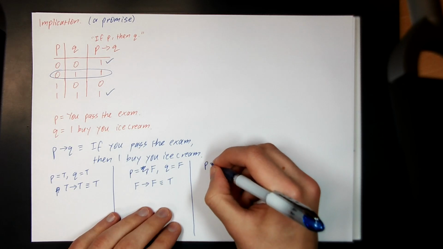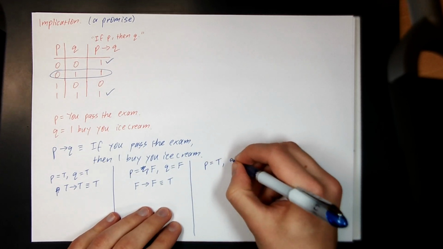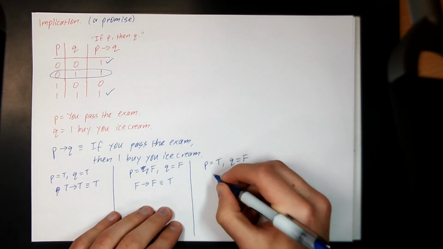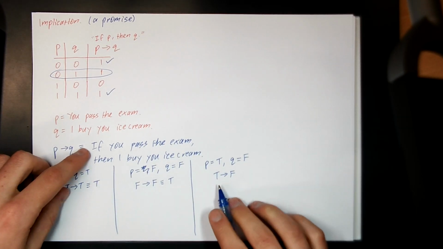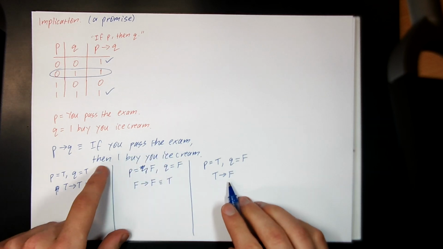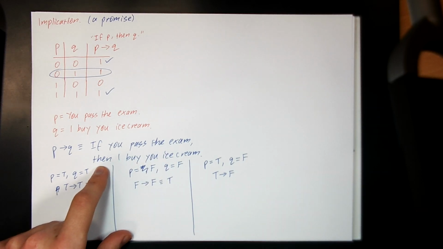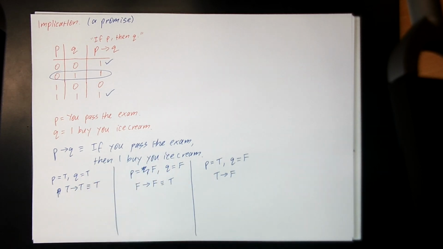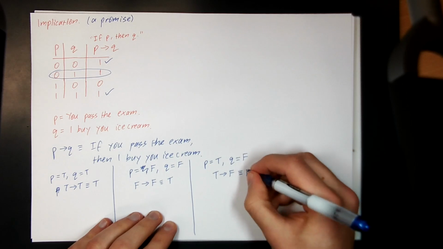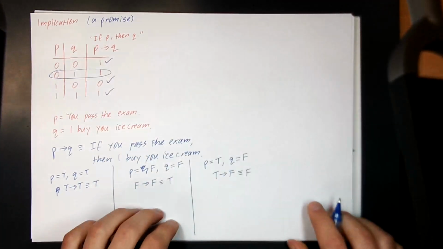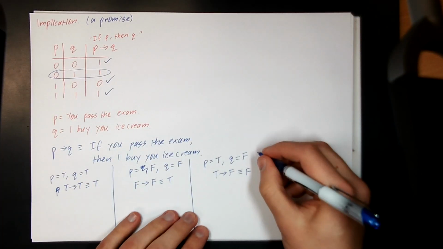So P is true and Q is false. True implies false. This is the circumstance where you did pass the exam, but I didn't hold up my end of the bargain. I didn't buy you ice cream afterwards, right? So you passed the exam, but I didn't keep my promise. That means the promise is broken, and true implies false is equivalent to false, which matches this row in the truth table.